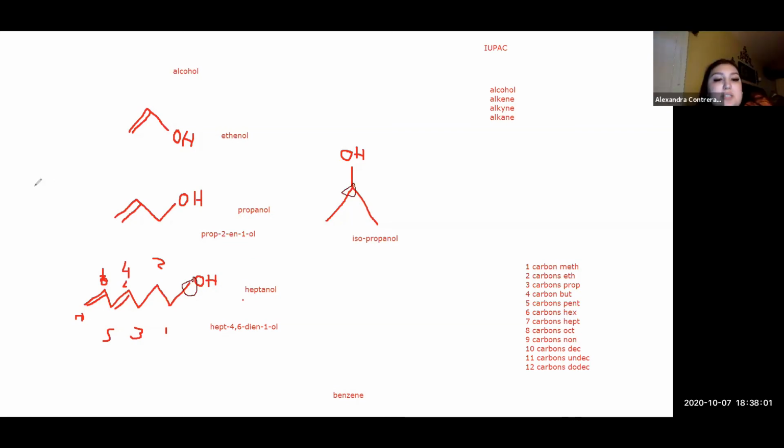Wait, so since we have the alcohol, you don't start the one where it says OH, you start it from the bottom? Yeah, it starts from the bottom. That's that first carbon. So you start at the carbons. Okay. See, that's what was confusing me with the isopropanol.